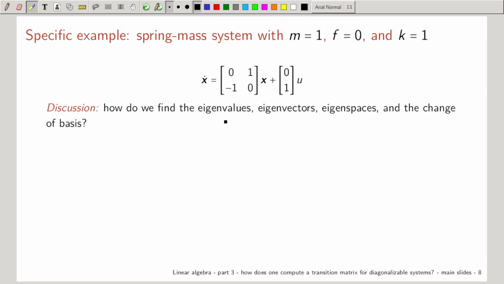Now what happens? How do we find the eigenvalues? Discuss. How do we find the eigenvalues? Discuss per table. How do we find the eigenvalues?